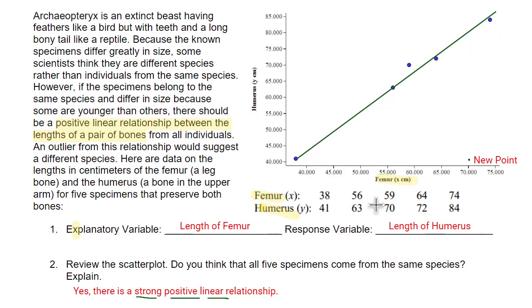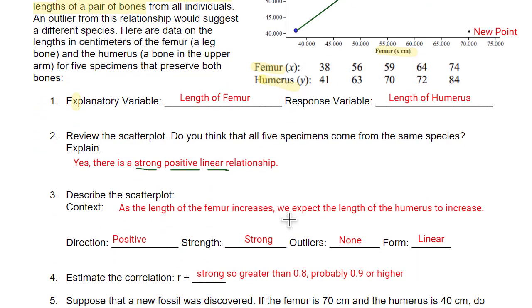Then it asks us to estimate the correlation. This is very strong, so my guess would be 0.9. So definitely greater than 0.8. I'm going to tell you it's actually close to 0.99. But with any estimate, again, we're not trying to have you get the right answer on this. You're just trying to estimate the rough value.